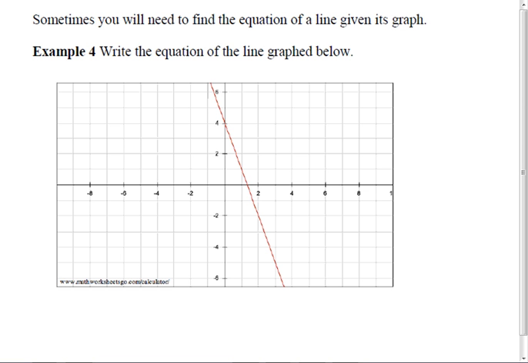Okay, guys, let's write the equation of this line. Right. What's the slope? Okay, guys, it's y equals mx plus b. The slope's not 0. What's the slope?